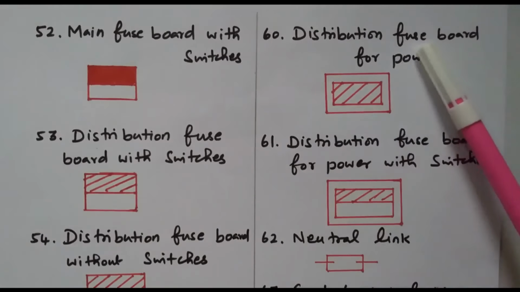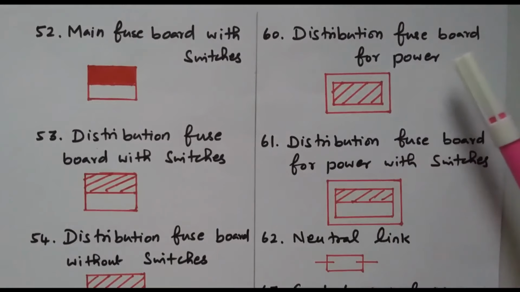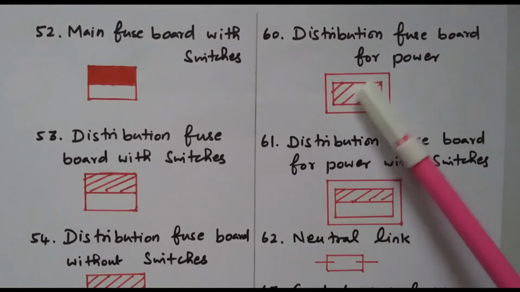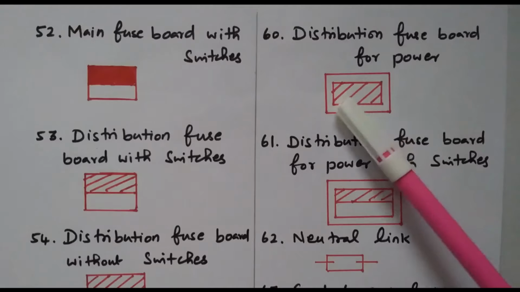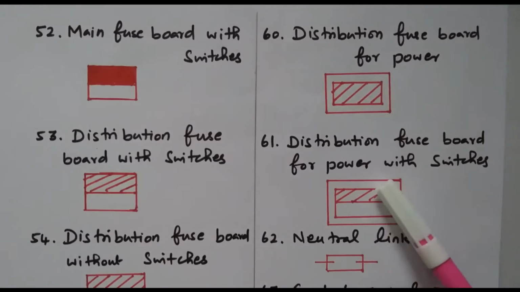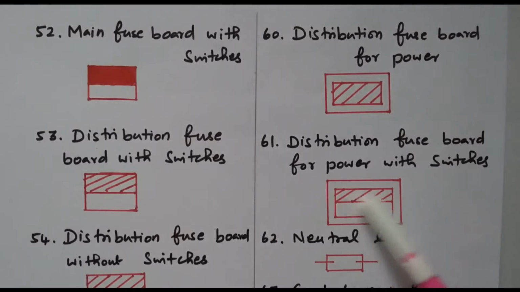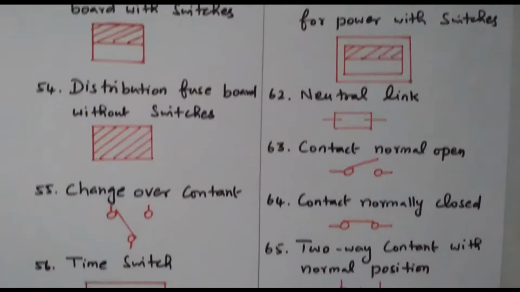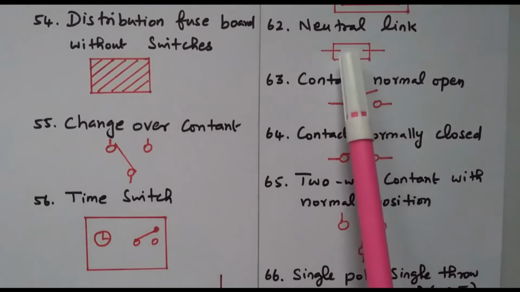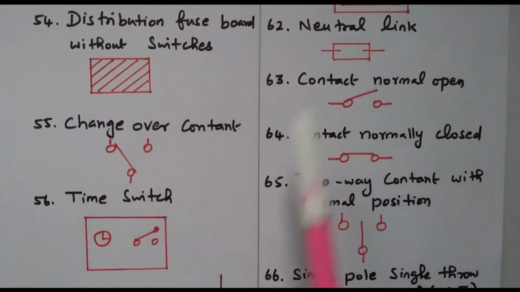Then distribution fuse board for power, without switches, is fully shaded. So two boxes with dashed lines. If the switches are available, it is partly shaded, half of the portion shaded. Then we have neutral link. Neutral link means like this. So there is a neutral available here.